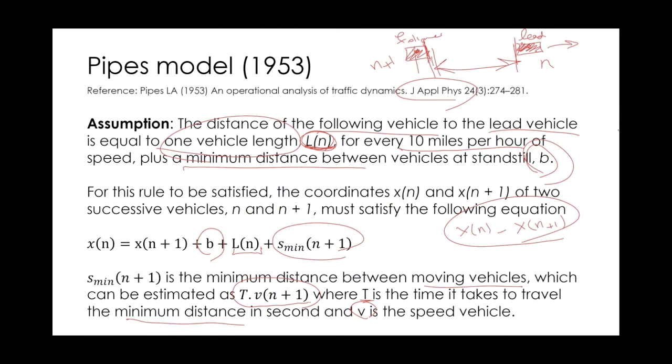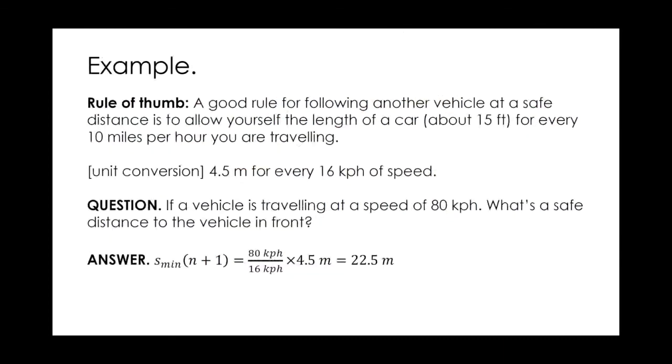This formula is actually representing this assumption that I talked about that says for every 10 miles per hour, we want to keep one Ln, plus that minimum distance at a standstill.